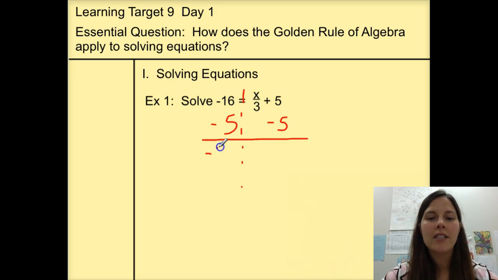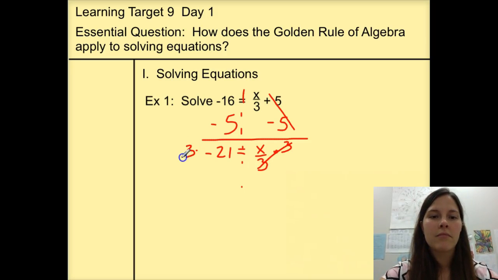-16 minus 5 is -21, equals the 5 minus 5 cancels. We're left with x divided by 3. To undo our division, we multiply both sides by 3. Again, golden rule, whatever you do to one side, you do to the other. And 3 times -21 is -63.